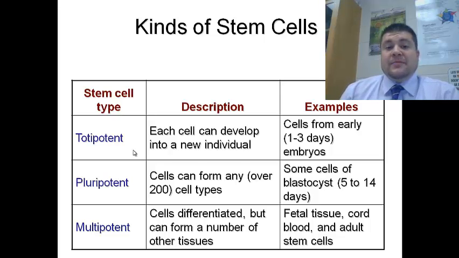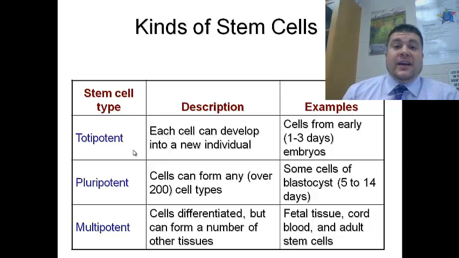Pluripotent cells can make any other type of specialized cell, and those are the stem cells that we want. The only problem is that they're in an embryo, in what's called a blastocyst. Multipotent cells are differentiated but can still form other tissues. So if you had a muscle cell, a multipotent muscle cell, it could turn into a cardiac muscle for your heart, or a smooth muscle for your stomach, and many other different types of cells under those categories.